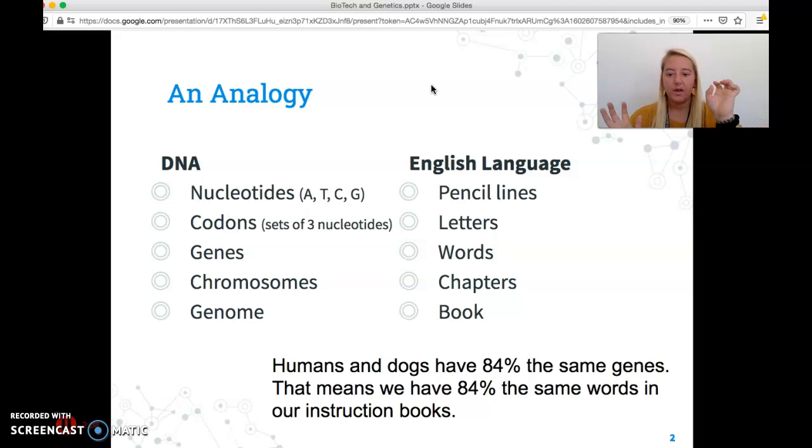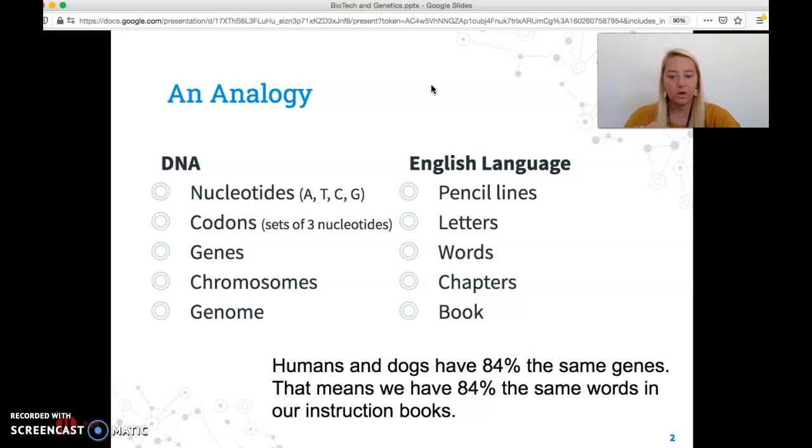Then three nucleotides make up a codon. That codon codes for an amino acid, which is actually a protein, which is how we make things. That's like the letters in the English language. Just as the pencil lines make up the different letters, nucleotides make up the different codons.